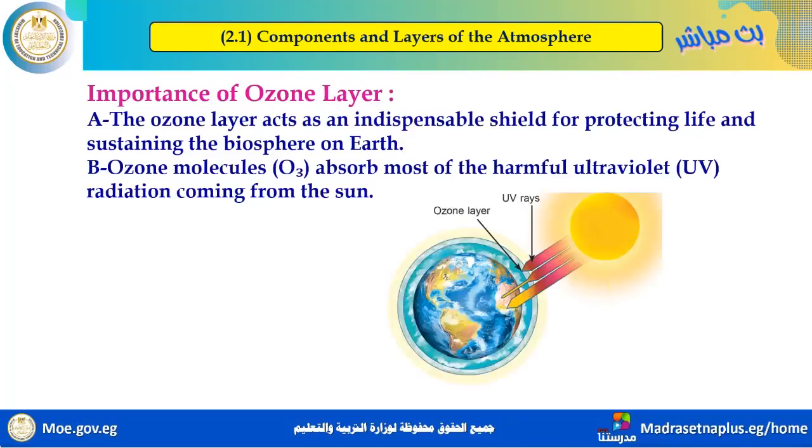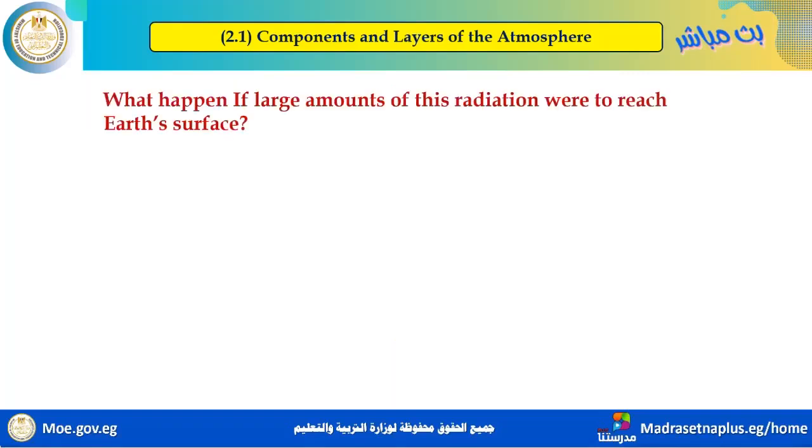This is a photo of the sun and its ultraviolet radiation. You see three arrows because the ultraviolet has three kinds: near, medium, and far. Okay, but you don't study it in this lesson. Next. What happens if a large amount of this radiation were to reach the Earth's surface? Can you imagine the last photo? What happens if a large amount of radiation reaches the Earth?